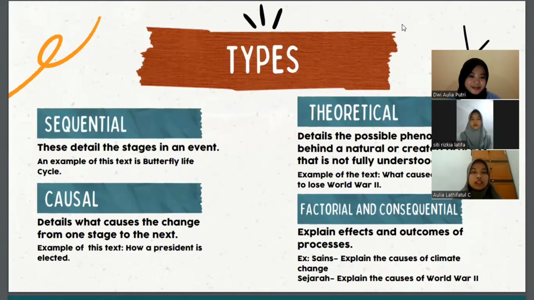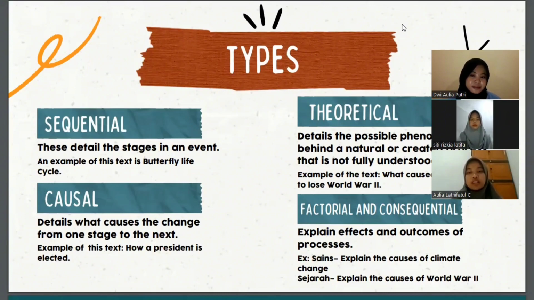Types. Sequential. It tells the stages of an event. An example of this text is the butterfly life cycle. Causal. It tells what caused the change from one state to the next. An example of this text is how a president is elected.